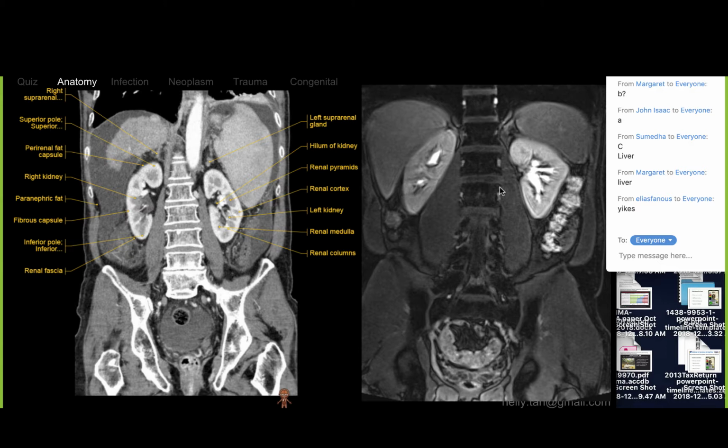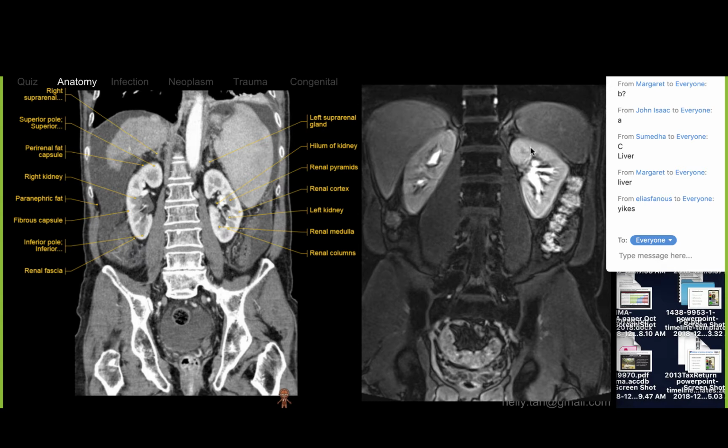So when we give contrast through the IV, it goes through the venous system, and then the contrast tracks the blood pool. So it goes into the arterial phase. Once it's in the arteries, it goes into the veins. So in the arterial phase, it's in the renal cortex, and then eventually it'll go into the medulla. Contrast is excreted through the kidney.